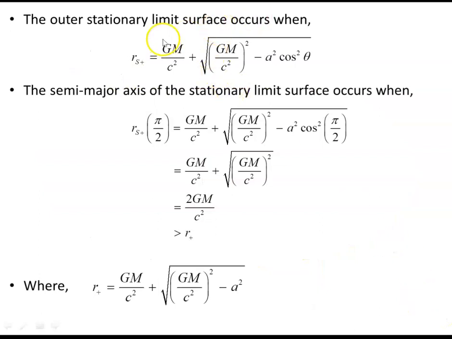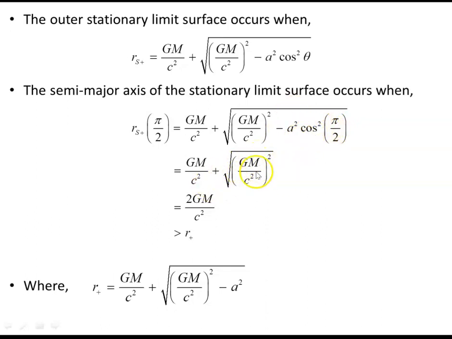Okay, so the outer stationary limit surface occurs when r is GM on c squared plus the square root of this object here. Now, the semi-major axis of the stationary limit surface occurs when theta is pi on 2, as I was just discussing a moment ago. So let's put that in there, pi on 2. Well, cos of pi on 2 is 0, so 0 squared. That term drops out there.